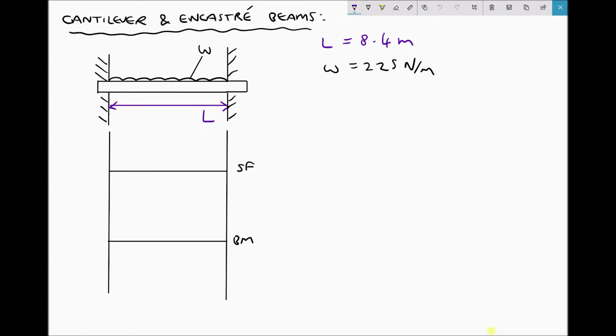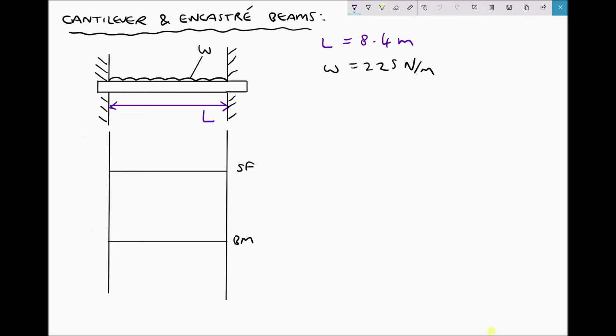In the previous video, we looked at cantilever beams, and now we're going to relate that theory to encastre or built-in beams. We're going to look at two specific cases. We're going to look at an encastre beam when a UDL is applied, and we're going to look at an encastre beam when a point load is applied.